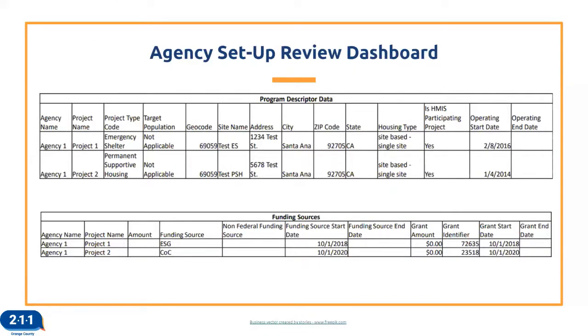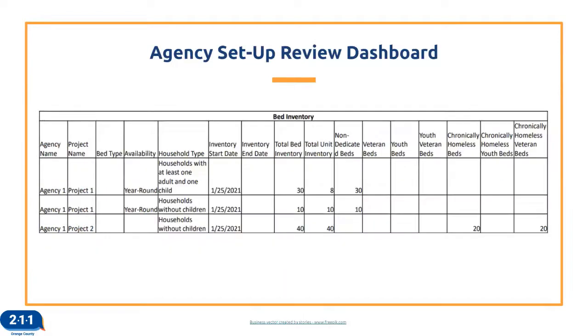So as you can see, this is sort of a sample of the data that you'll see when you run the report. The first section is the program descriptor data elements. This contains information such as project type, where the project is located, and operating start date. The funding sources contains, obviously, funding sources for your project, along with grant information and when those funding sources started. So if you have multiple funding sources, or if one has expired and you've added a new funding source, that information will be there. Next slide, please.